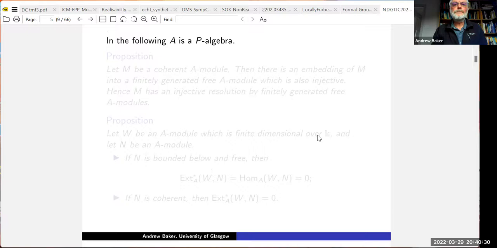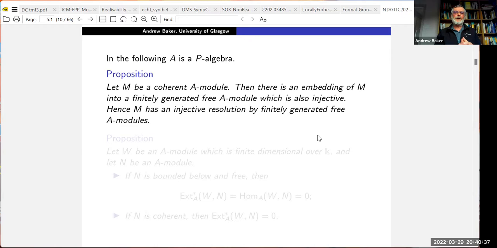Okay, so what else? Here's something else that's a little bit surprising. If you have a P-algebra and a coherent module, it turns out it embeds in a finitely generated free module. Now, again, if you know about Frobenius algebras, this is fairly well known, fairly standard, but there's a way of jacking up to this setting. That has an interesting consequence: a coherent module has an injective resolution by modules which are finitely generated free modules, but they're also injective, right?